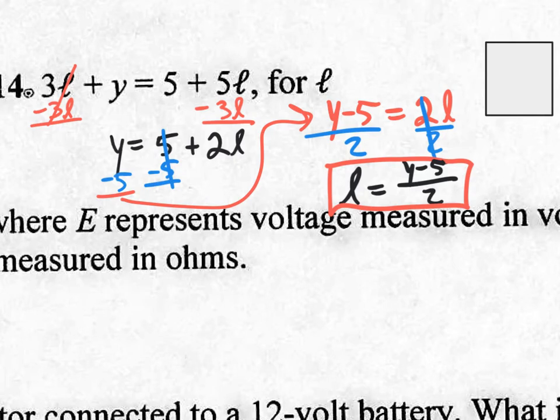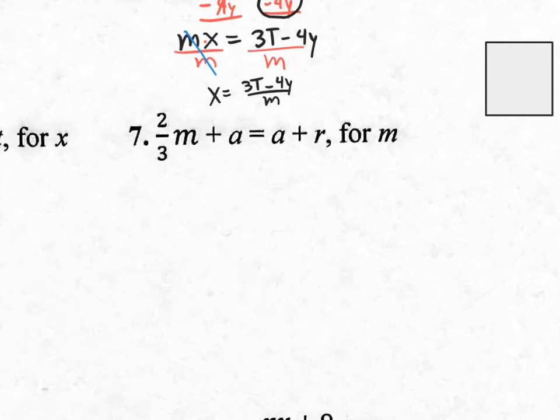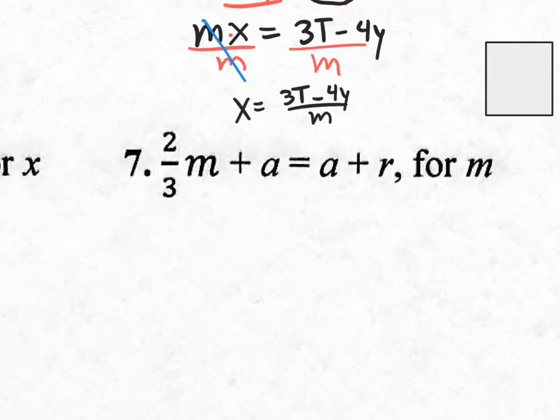Is there any other one on this worksheet that you would like to see? Can we do 7? 7, of course. We're solving for M, correct? Yeah. So here's M. It's not over here on the right side. It's only on the left side. Let's get M by itself. So I need to get rid of everything. What do you want to get rid of first?